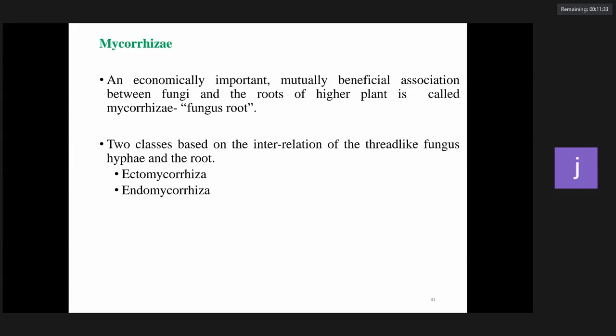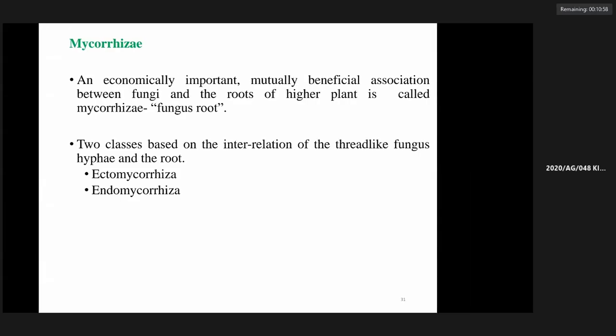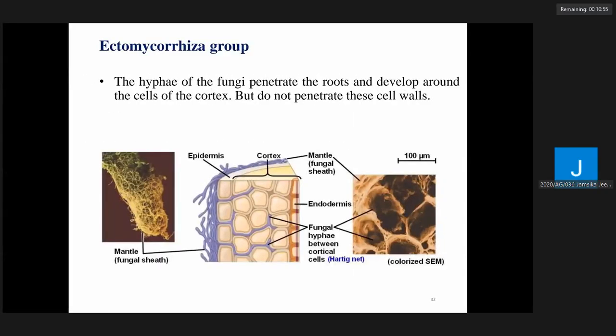Mycorrhizas. An economically important mutually beneficial association between fungi and the root of a higher plant is called mycorrhiza. It is a fungus root. There are two classes based on the interrelationship between the thread-like fungus hyphae and the root. First one is ectomycorrhiza, second one is endomycorrhiza.